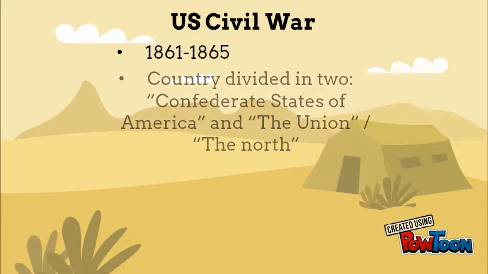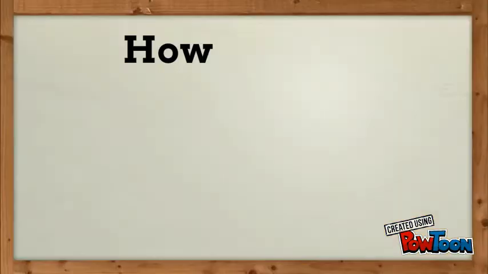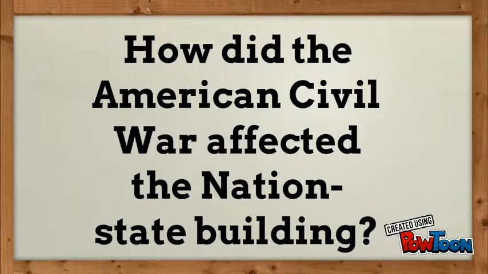The Civil War was fought between 1861 and 1865. During this time, the country was divided in two, the Confederate States of America and the North. The main cause was slavery, which was imported by the South. Did the American Civil War affect nation-state building?